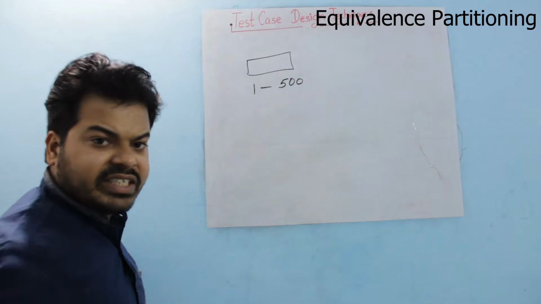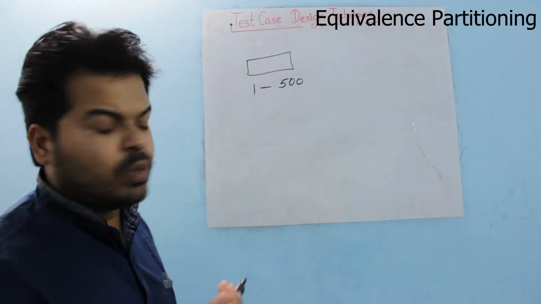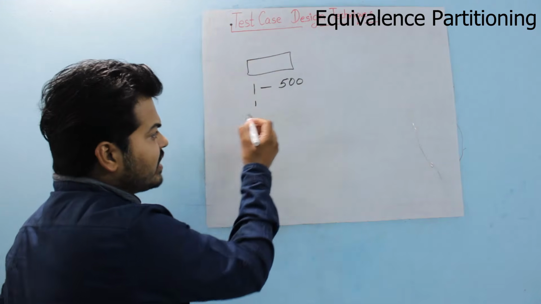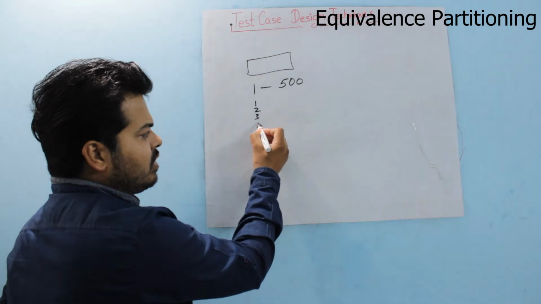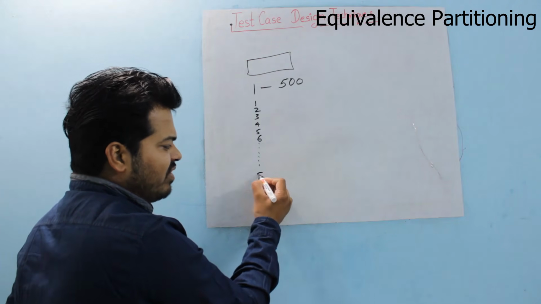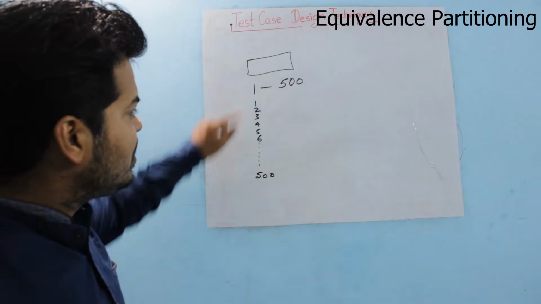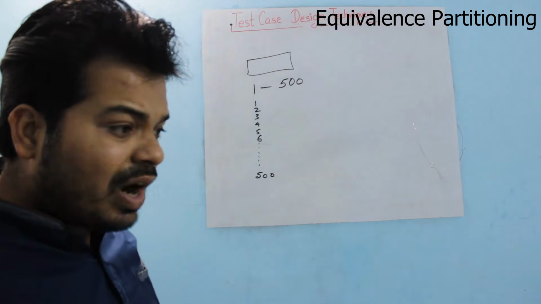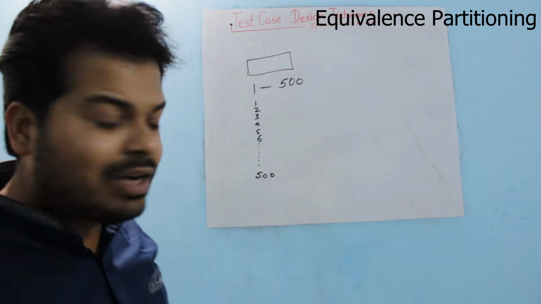Now to develop test cases, generally what QA will do is test this text field by entering 1 digit, then 2 digits, 3 digits, 4 digits, 5 digits, 6 digits, and keep on testing until 500. He will enter all these digits to test this text field, which is a waste of time. So what does equivalence partitioning say?